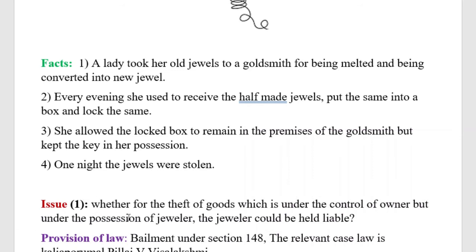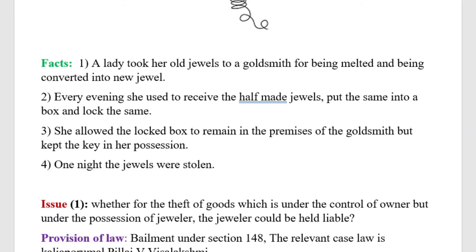So what is the issue? Whether the goldsmith could be held liable for the theft of goods which are under the control of the owner but under the possession of the jeweler. In this way we can frame the issues. We can frame one issue or more than one issue. This instant problem relates to bailment, so we have to write the provision of law, that is the sections. Where can we see this problem? We can see this aspect under the concept of bailment under Section 148.